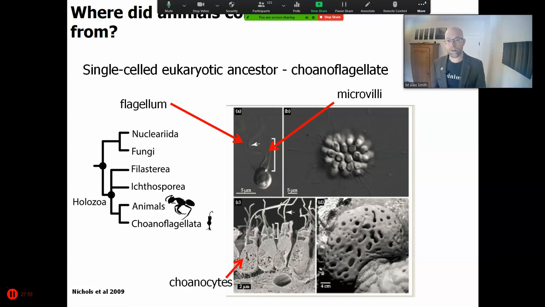Well, one of the leading hypotheses, and you can see it in this phylogeny on the left-hand side, where all of animals are represented by ants, is that the outgroup for all of animals is a single-celled organism called a choanoflagellate. And the hypothesis is that choanoflagellates are the outgroup or the sister taxa to all of the metazoan animals.